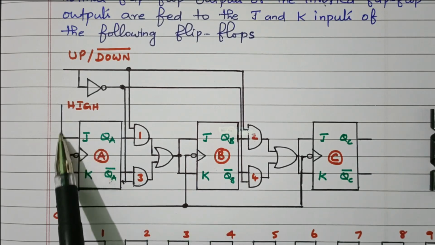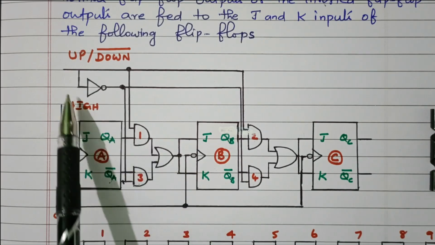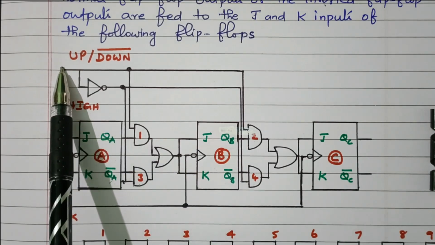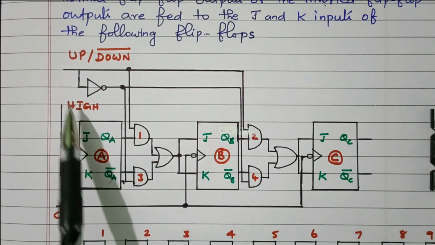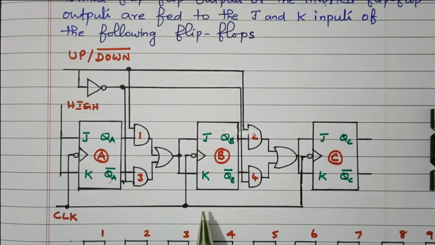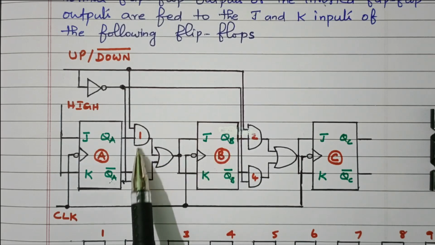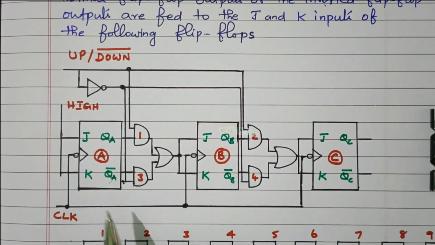For the first flip-flop, always 1 is connected. For the second flip-flop, either QA or QA bar is connected based on the signal. 1 means QA is connected, 0 means QA bar will be connected, so that it will perform the up operation or the down operation. If both are 0, no change in the state. If both are 1, there is a toggle. Right. So the output of this flip-flop depends upon the value of QA or QA bar.